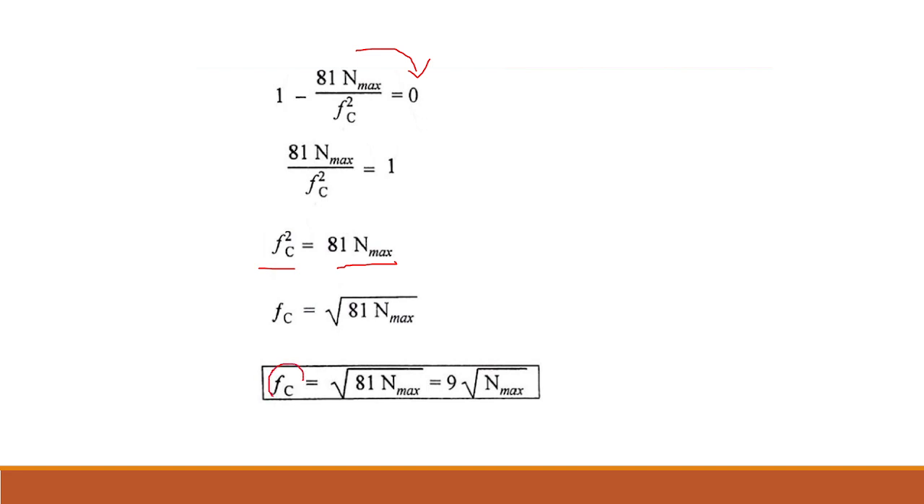Finally, the critical frequency is 9 multiplied by the square root of N maximum. So what is N maximum? N maximum is nothing but the number of electrons in the corresponding layer, which is basically the number of electrons per cubic meter. Okay, thank you.